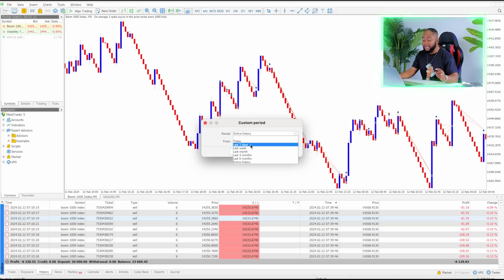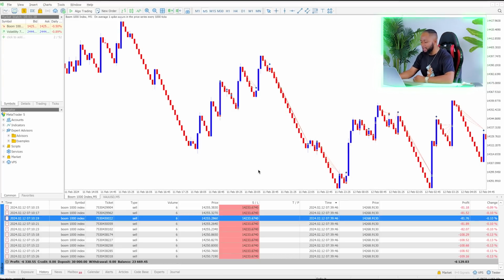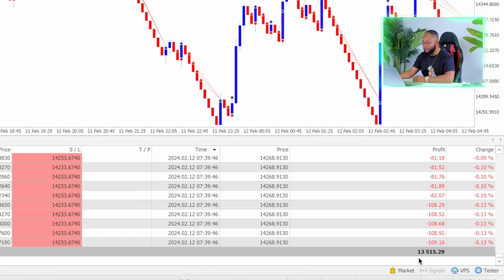So let's go on last 3 days, because I started trading this account last 3 days and it has gone from $5,000 to what? To $23,000, as you can see. So let's go on the last 3 days and click on OK. Voila. Can you see down here? Can you see that's the profit? This is the profit down here, what I've made on this account, $13,500.